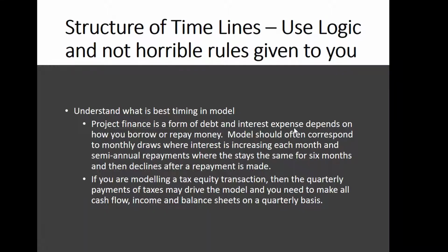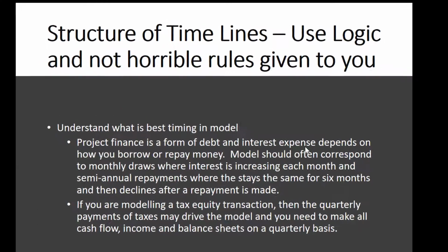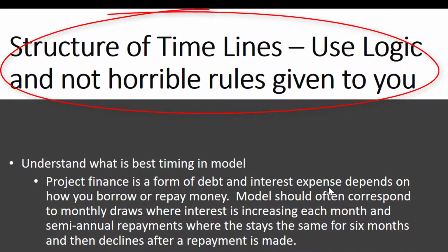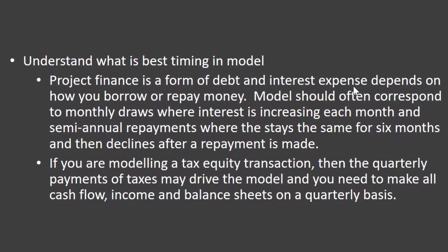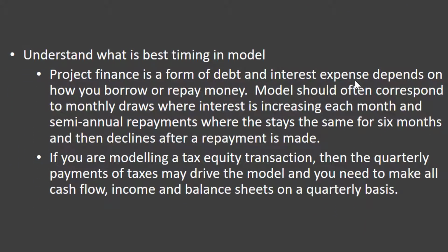Now, when you do your timelines or when you think about things, don't just use bureaucracy. You say, everybody does construction monthly and operations semi-annual, something like that. Well, think about why you're doing things and think about what makes sense. Don't use horrible rules. The reason people have monthly construction is because the interest expense goes up each month. IDC, I don't care.